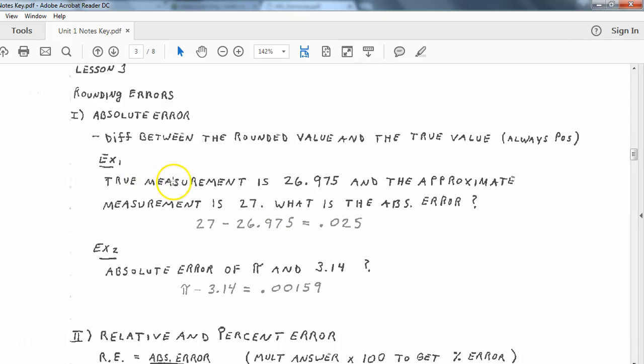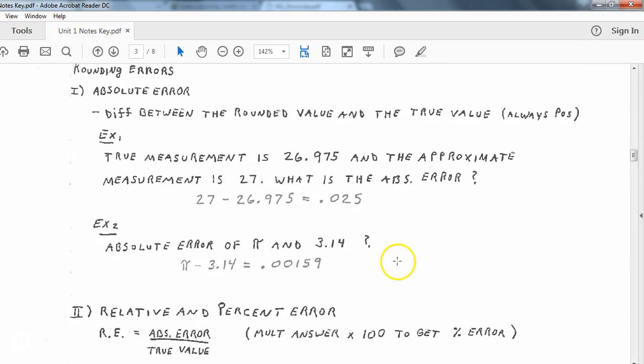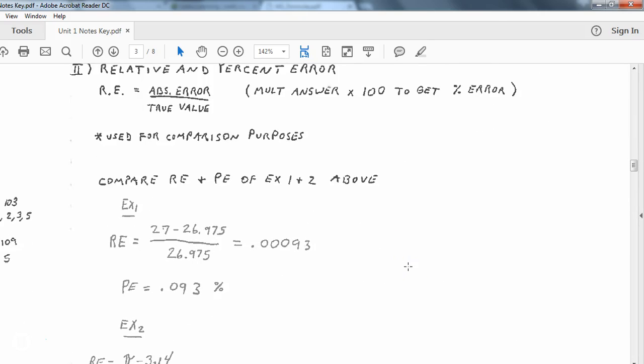So if we were to discover that the true measurement of something were 26.975, and we had rounded that off to about 27, here we go with our 3-step process. So again, if you were only asked for the absolute error, all you take is the first step, which is the subtraction step. So we're doing the approximate value minus the exact value, and that gives me 0.025, which is the absolute error. Let me jump down here to the bottom so you can see how this would continue on.